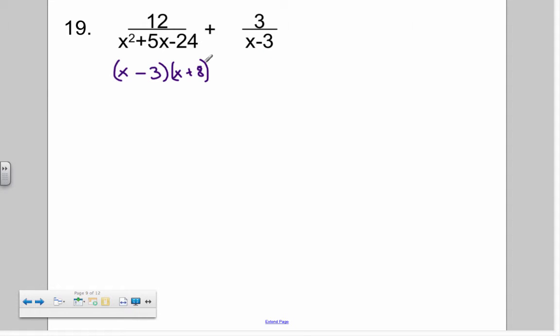Now I look at what my common denominator would be. In this denominator, I have x minus 3, and I also have that as a factor in the other denominator. So that's for sure going to be part of my common denominator, x minus 3. And I have to include all unique factors. So x plus 8 is also a unique factor of this denominator, so I need to include that in my common denominator. There are no other factors in either denominator, so my common denominator, therefore, is x minus 3 times x plus 8.